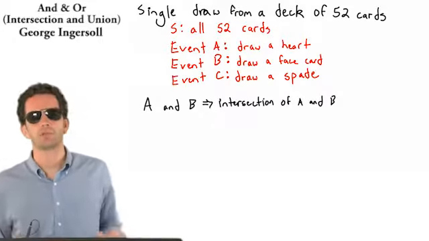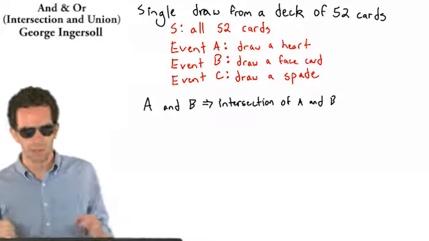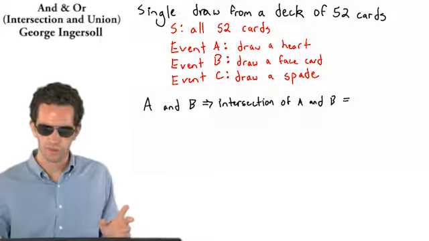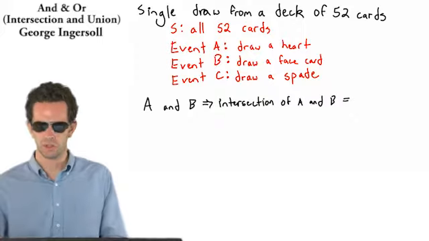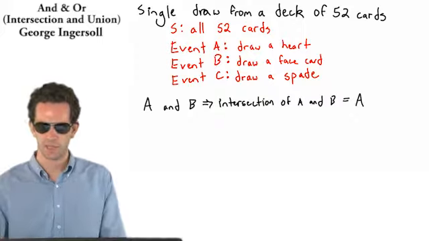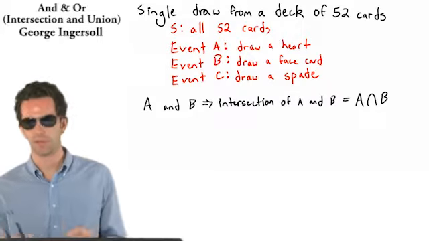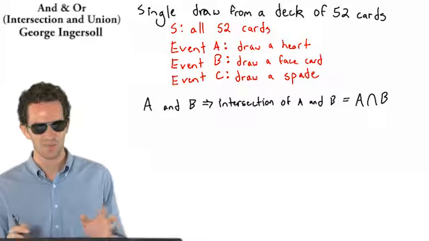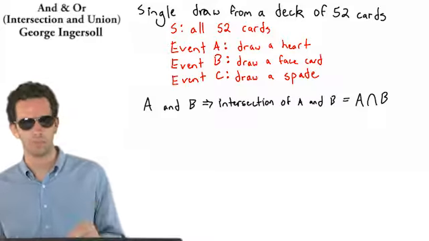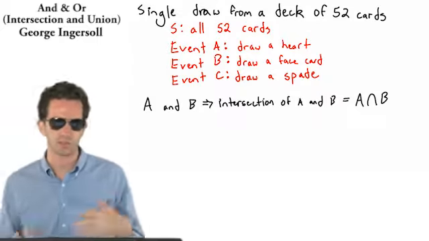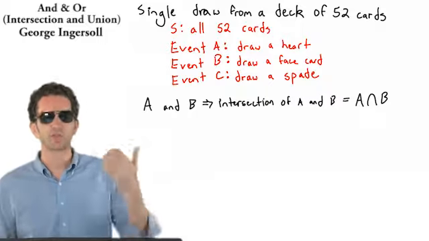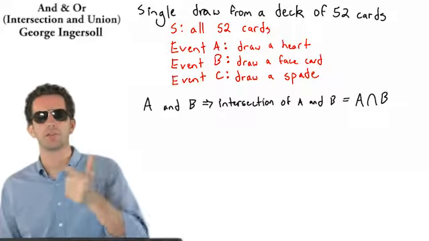And I'm not big on symbols, but this is going to come up a lot. In probability, you would see this written as A, upside-down U, B. That means the same thing. A upside-down U B means the intersection of A and B. And again, what we're saying here is A and B means you have to draw a card that is a heart and a face card.